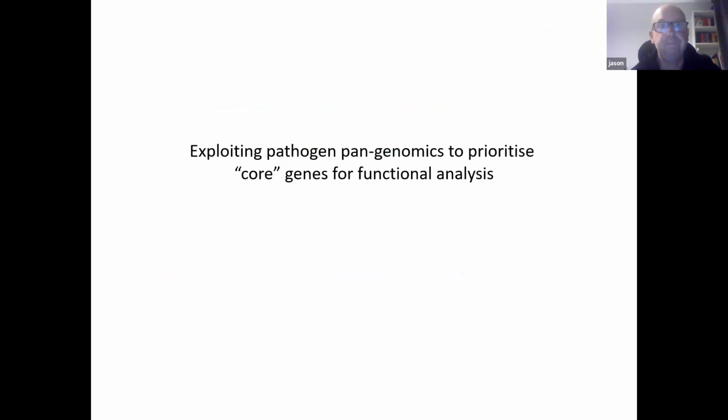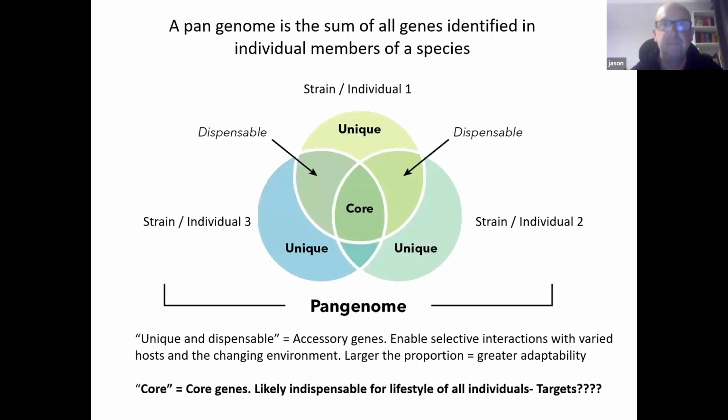Okay, now I'm going to touch on one of the first mini scientific areas that we've been working on, and this is unpublished data. Actually, no, it is published data, this one. Some of the other stuff is unpublished. So this is exploiting pathogen pangenomics to prioritize core genes for functional analysis.